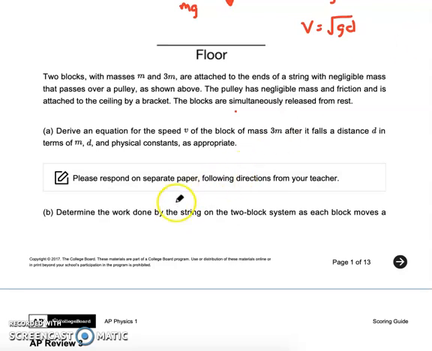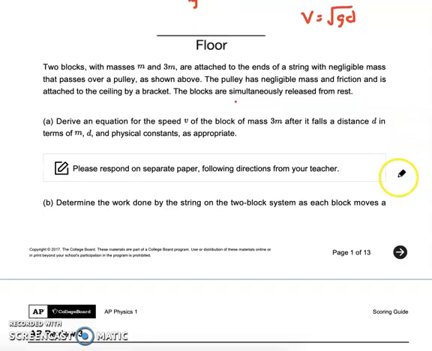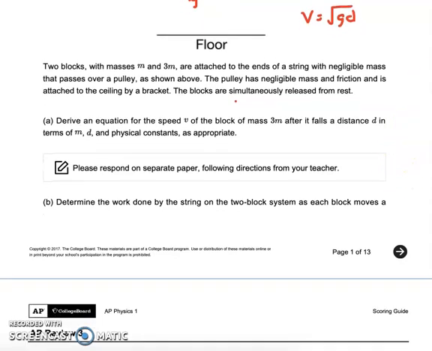All right, so B, it says determine the work done by the string on a 2-block system. So again, very careful reading. It's not work done on the blocks. They've got to be more specific. It's done by a specific thing, the string, as opposed to, let's say, the earth, and the 2-block system. So it's not one block or the other, but rather both blocks.